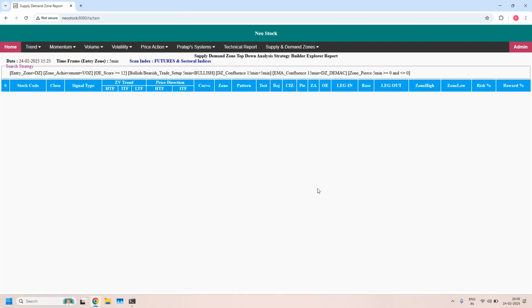So none of the stocks are having 15 minutes demand zone with EMA, daily EMA confluence. So this is a bullish trade setup for hourly income trade.